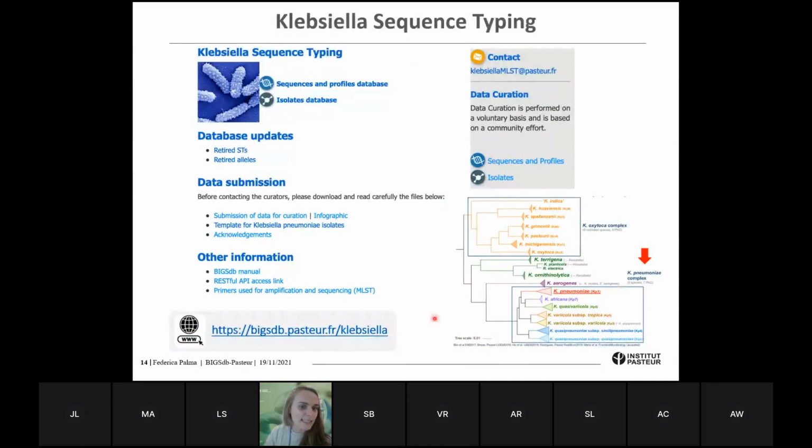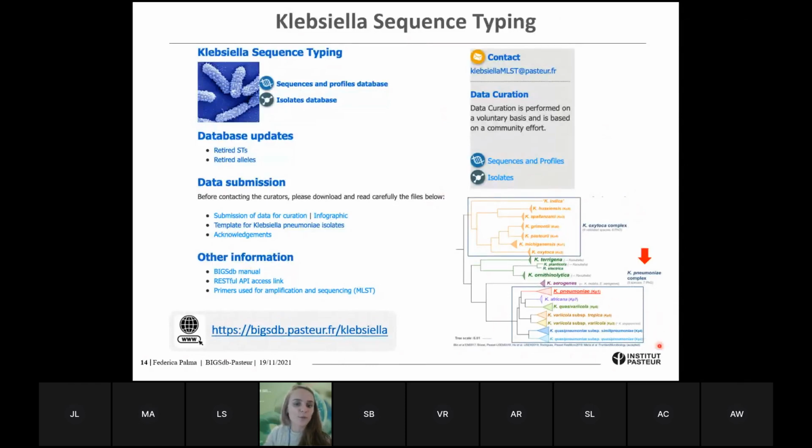Here I want to just give you an example of the Klebsiella sequence typing database, where it looks like this. It can be accessible at this link. And you will see here you can find the sequence typing databases, and also the information for the data access and upload, and all the information about the software. This part we can find the curator interface databases.